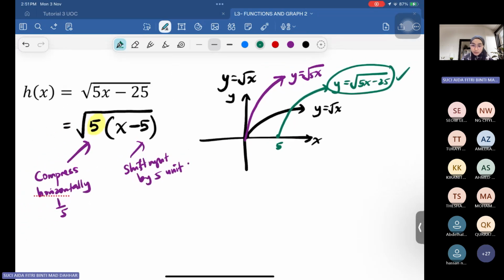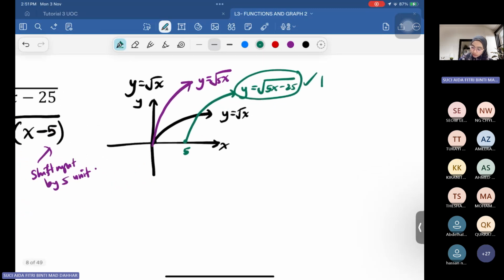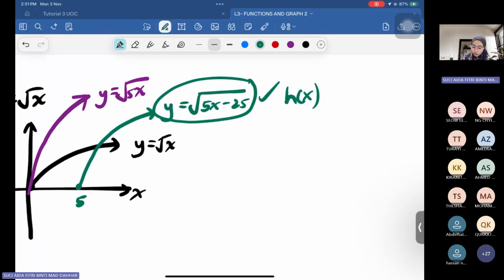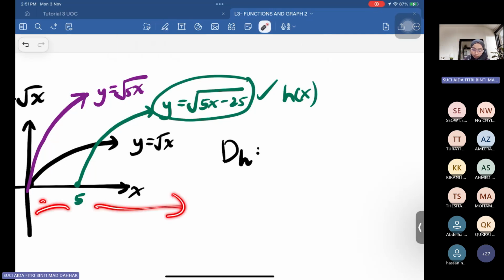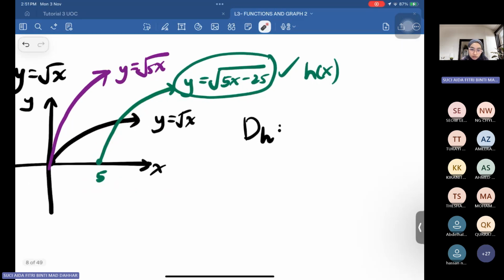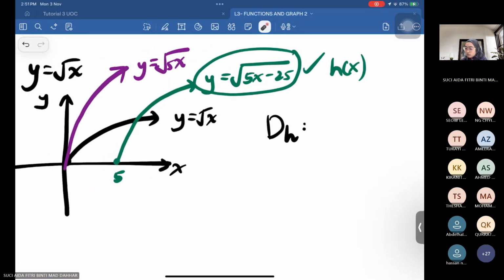Is that clear? Okay, now our graph is complete, right? This is our graph of h(x). Now, can you tell me what's the domain and the range of the green graph? The domain of function h, you have to do with horizontal scanning. For the green one, focus on the green one. Is there any limitation on x values? Your x starts from 5 and above. 5, 6, 7, 8, and so on to the right side. Nothing on the left, right?